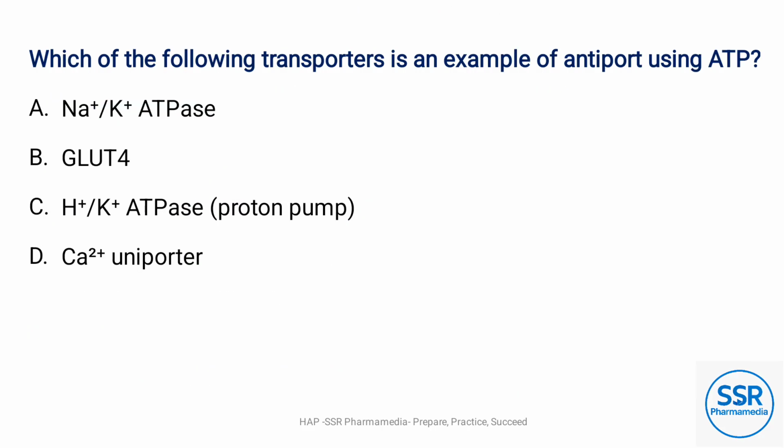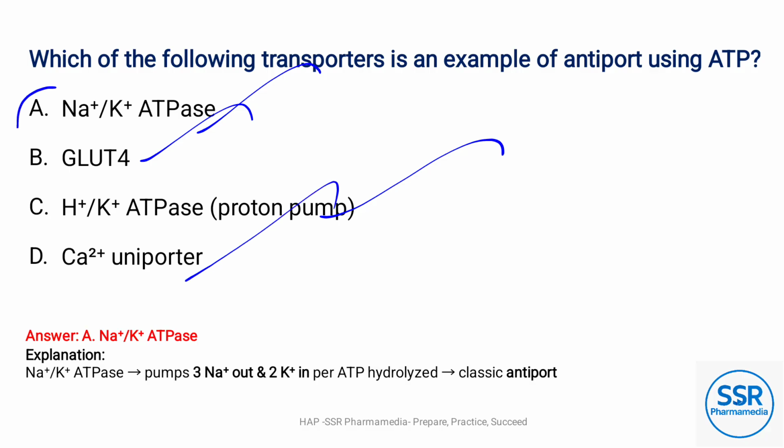Next question, which of the following transporters is an example of antiport using ATP? Option A, sodium-potassium ATPase; option B, GLUT4; option C, hydrogen-potassium ATPase, proton pump; option D, calcium uniporter. The answer is option A, sodium-potassium ATPase. It pumps 3 sodium out and 2 potassium in per ATP hydrolyzed, a classic antiport.